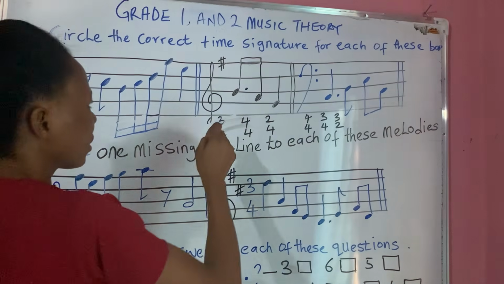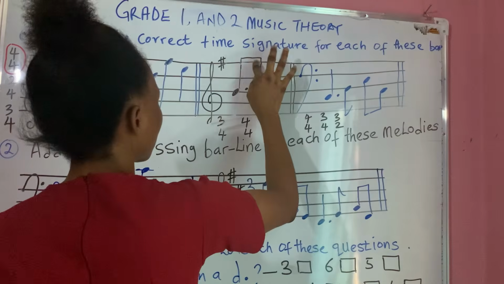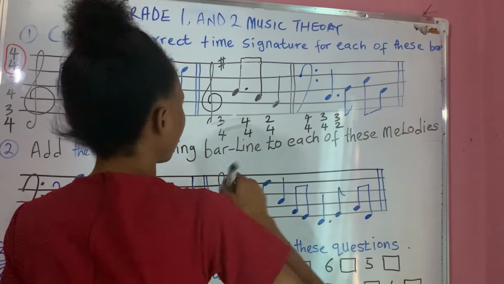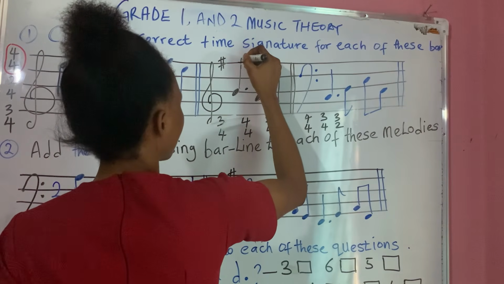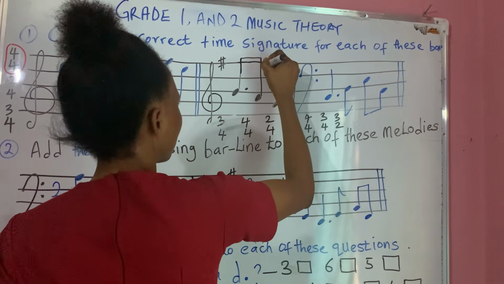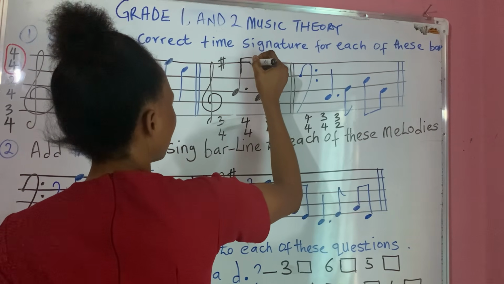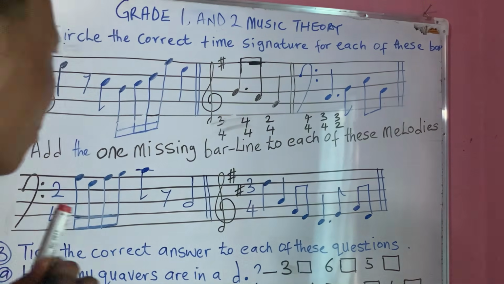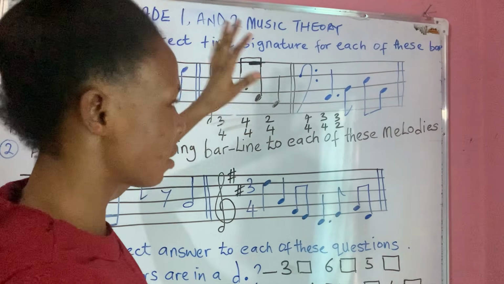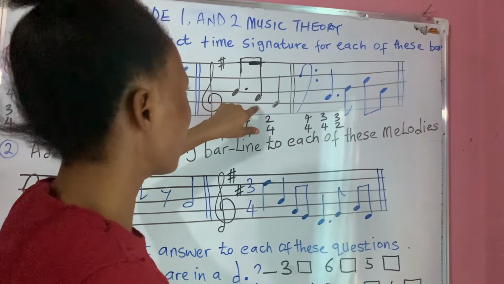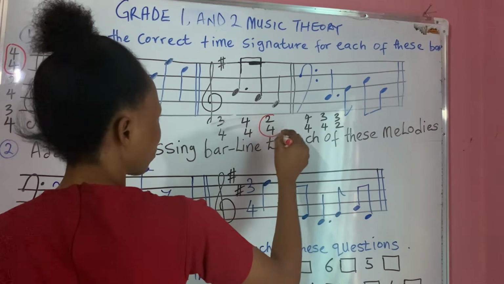Then the second one has, this is a line, and only this part is a semi-quaver. So the second one has dotted quaver, semi-quaver, which makes this a 3/4 note. So 3/4 quarter, that's 1 plus 2. So the second one is 2, 4.